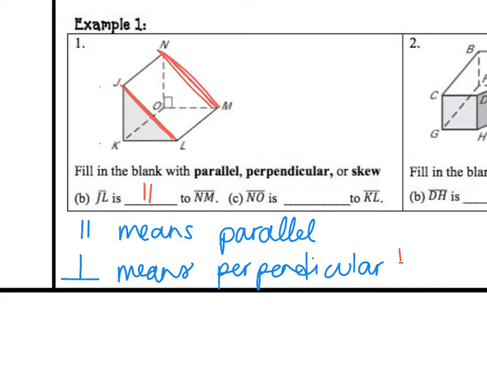right side. Okay, NO, be this guy, and KL. NO and KL are what, guys? Skew, because why? Could someone please explain? They don't intersect, they're not coplanar, not on the same surface of that shape, so they're skew.